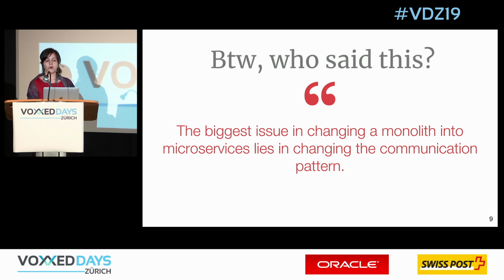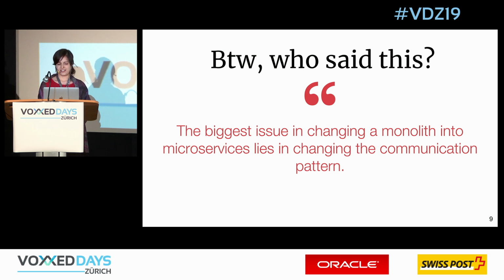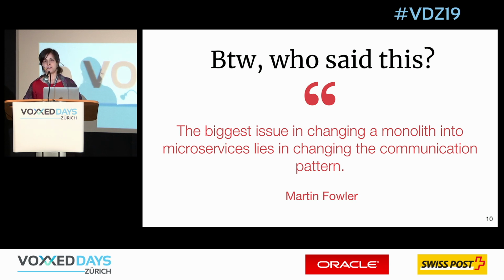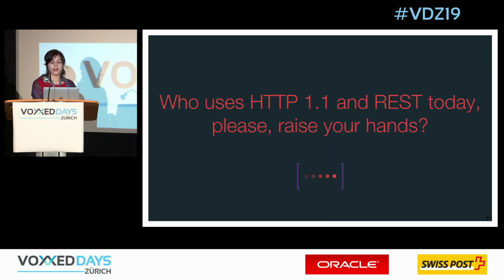And by the way, who said this? Do you know? I actually won't ask you. I will ask you a lot of questions, but don't be shy, you can answer them. Actually, it was Martin Fowler. It's a really smart guy. And he wrote a lot about monoliths and microservices, so I think we should listen to him. So we decided that we're using microservices today, but how do we communicate between microservices?